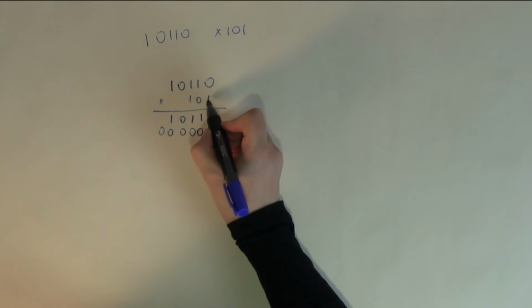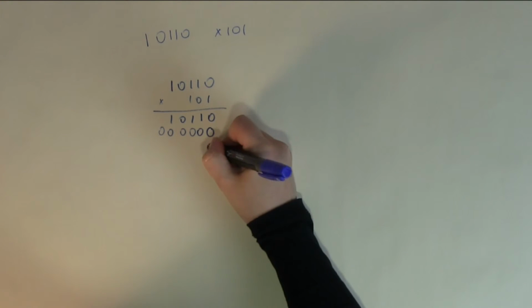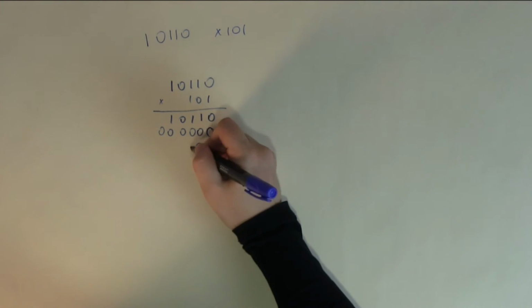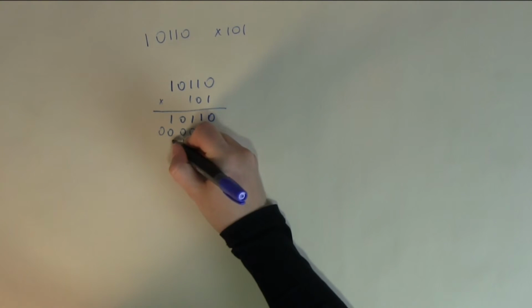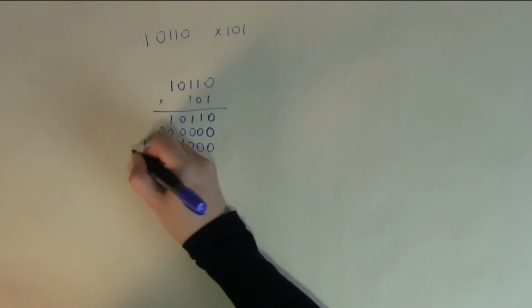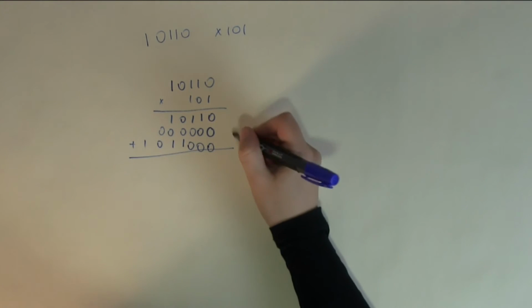The next one is 2 place values up, so I'm starting with 2 zeros, and then just copy the original number because this is 1. And now I can add them together.